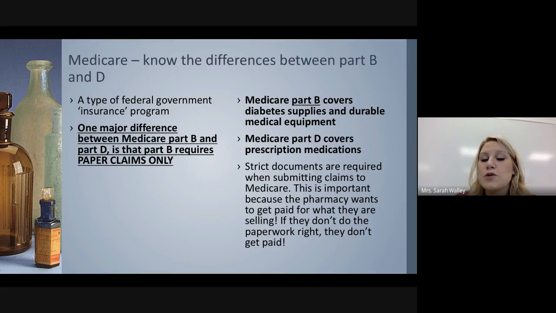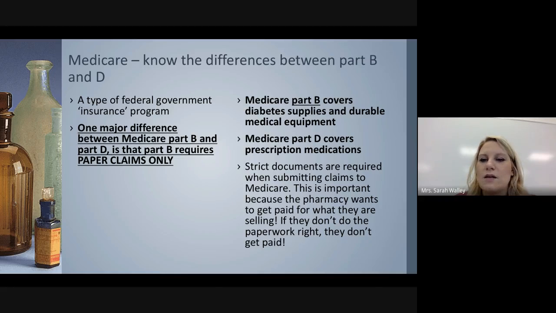Part D covers prescription medications. So this is the main thing you need to remember about B and D, okay? Part B makes a provision for diabetes supplies and durable medical equipment, like diabetes testing kits, any kind of diabetes devices. It may not just be diabetes devices.